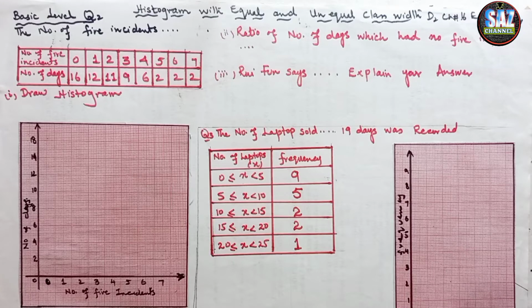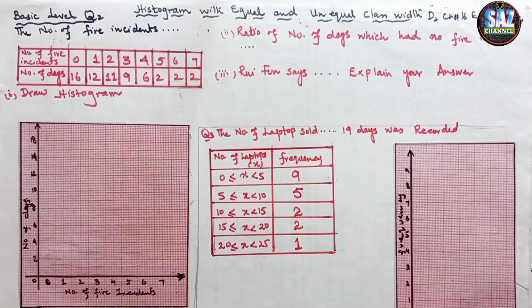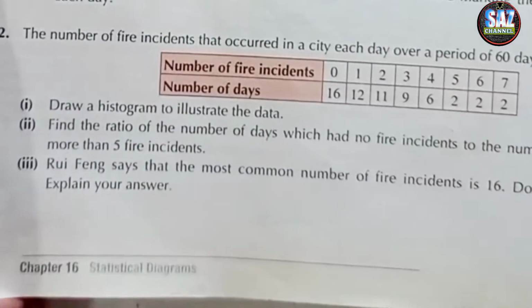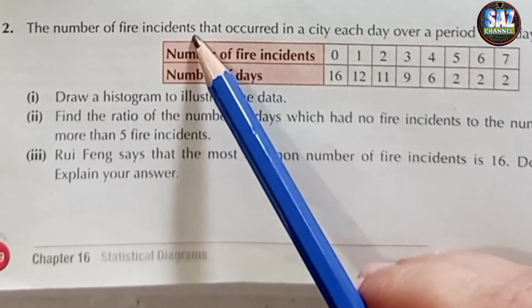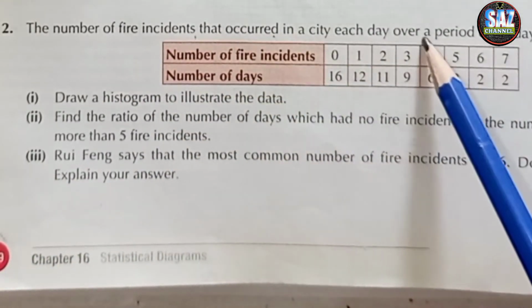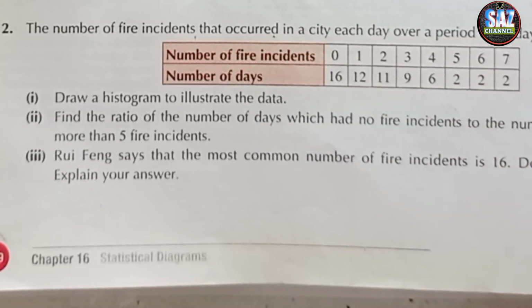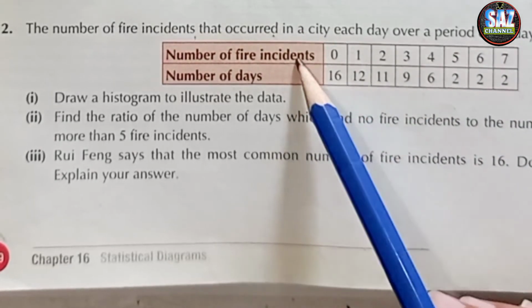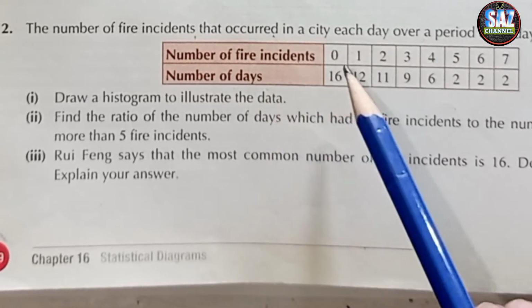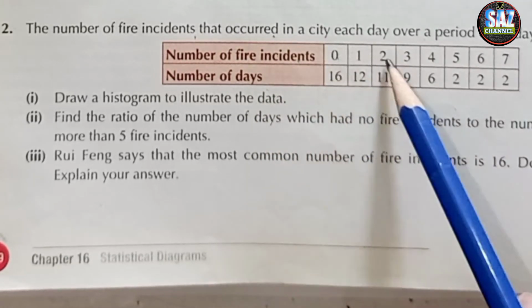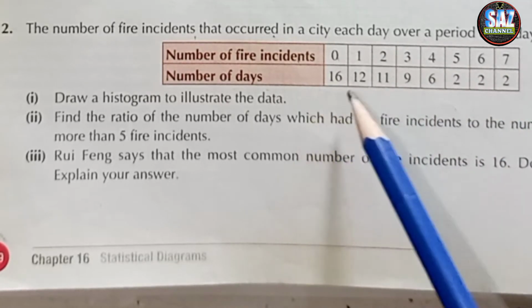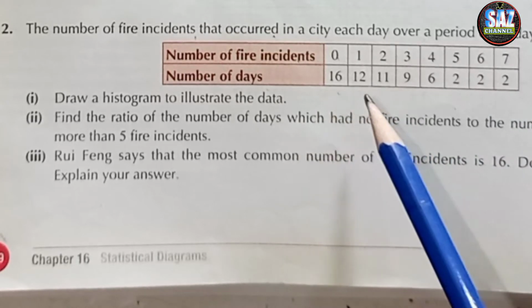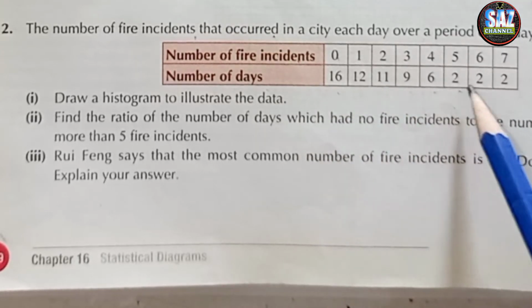Let's move to basic level question number 2, and let's read the question first from the book. Question 2 says the number of fire incidents that occurred in a city each day over the period of 60 days was recorded. Fire incidents are 0, 1, 2, 3, 4, 5, 6 and 7, and the number of days when these fire incidents happened are 16, 12, 11, 9, 6, 2, 2 and 2.